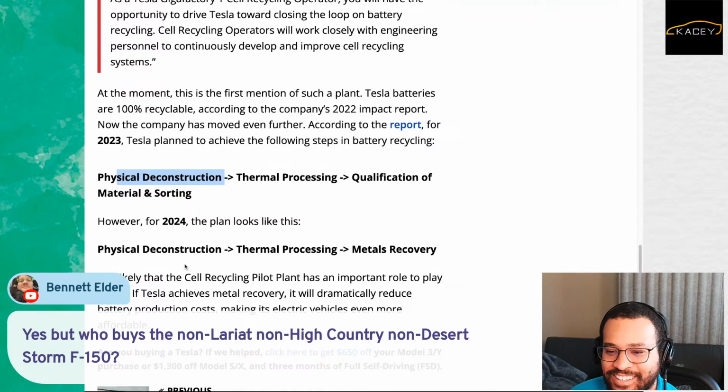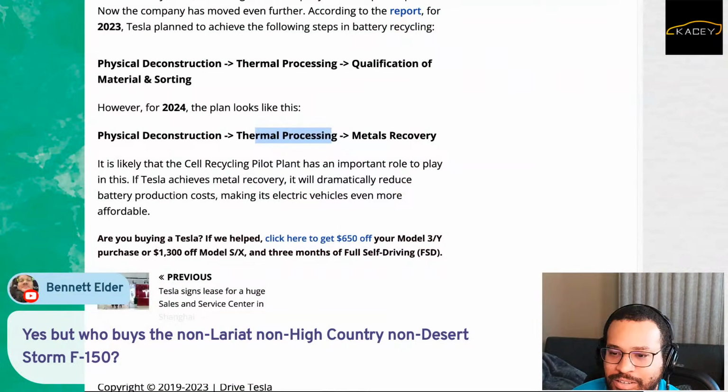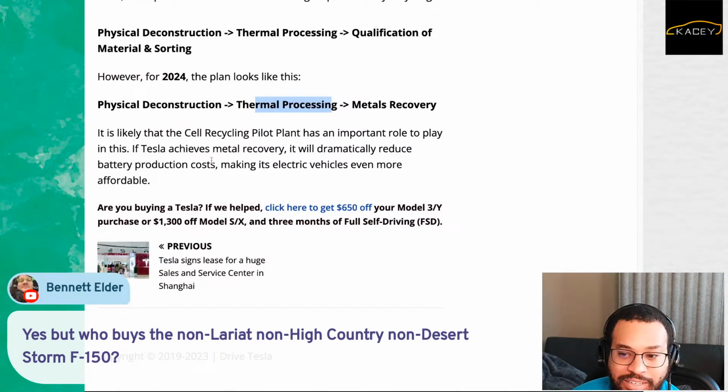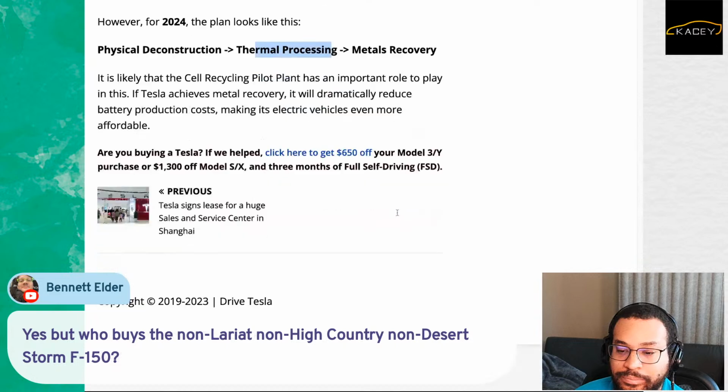Just physically take them apart, burn them up, and then get the metals back out. It's likely that the cell recycling pilot plant has an important role to play in this, and if Tesla achieves metal recovery, it will dramatically reduce the battery production costs, making its electric vehicles even more affordable.